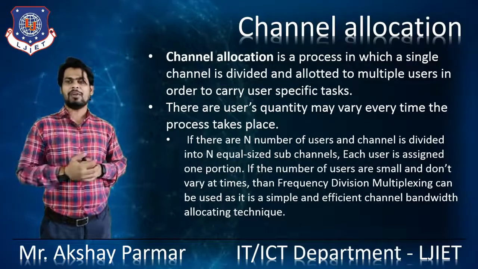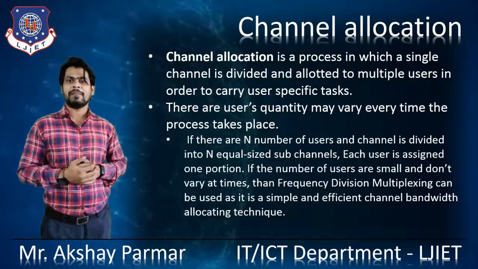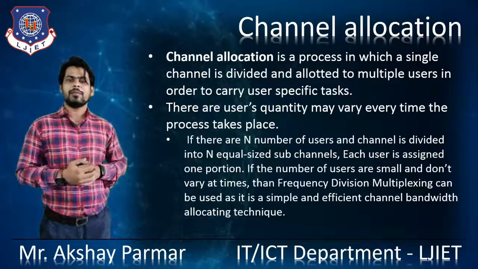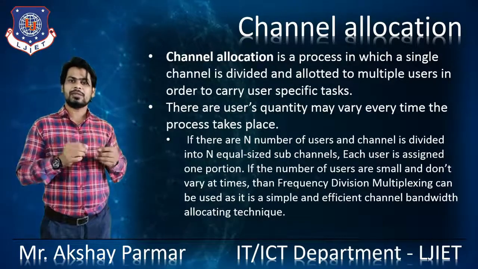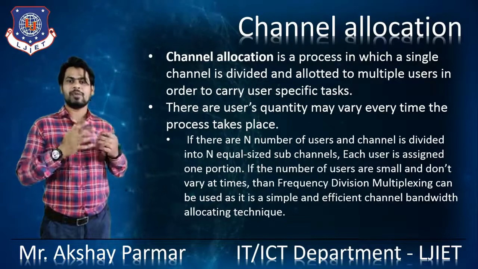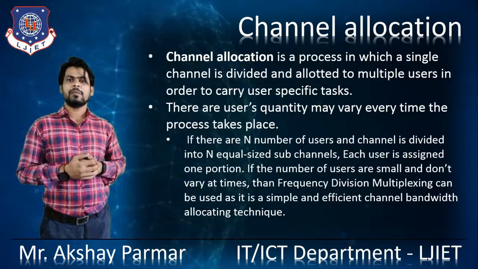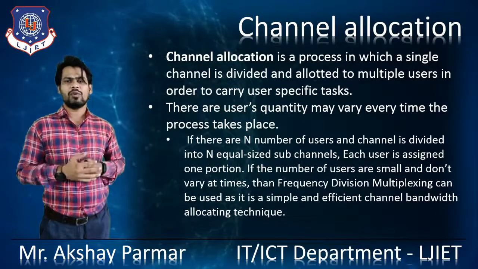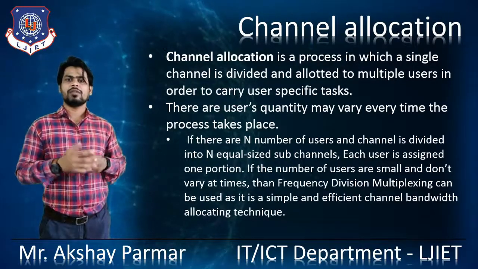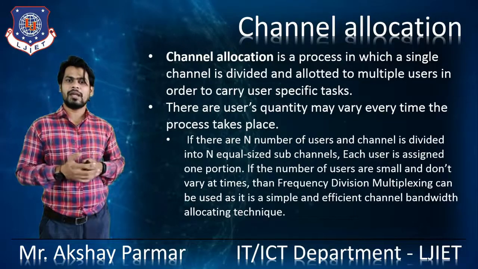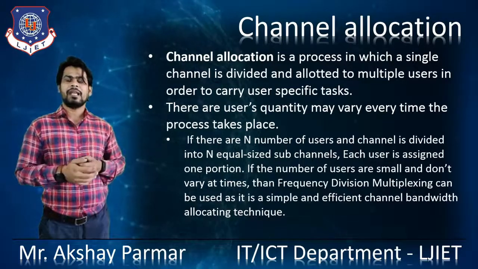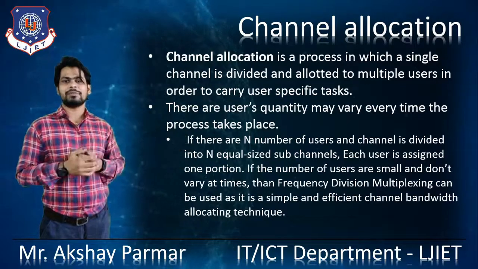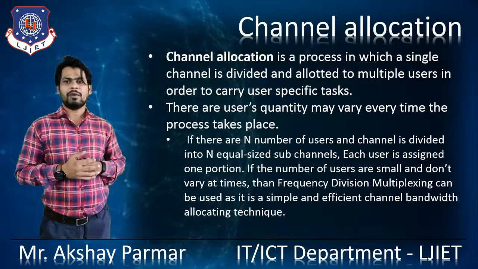So we have n number of users and we have divided our channel into n equal-size sub-channels. Then each user can get one portion of that channel, right? But if the number of users is small, we don't have to worry about that. If the number of users is small and doesn't vary over time, then frequency division multiplexing can be used.